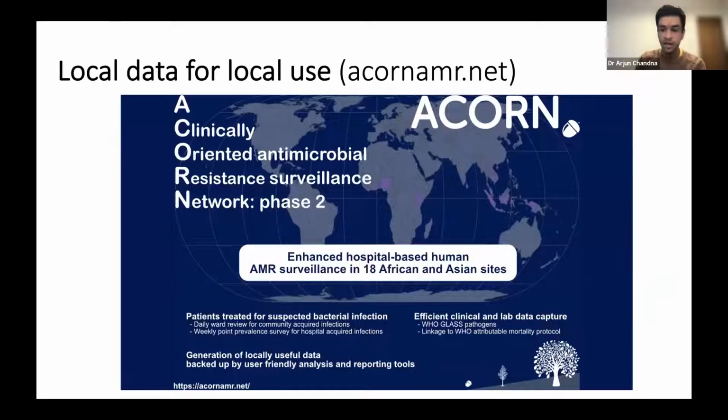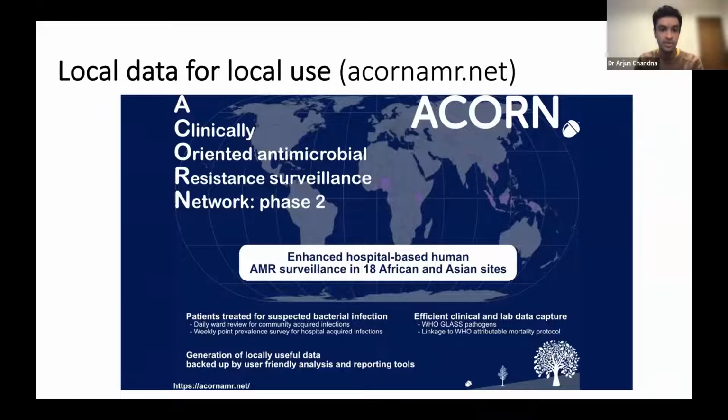So the final thing I'll say just before finishing is that it's really important, as I alluded to, to provide the local data from surveillance to the local teams on the ground in order to keep them motivated and to show them how microbiology can be useful.